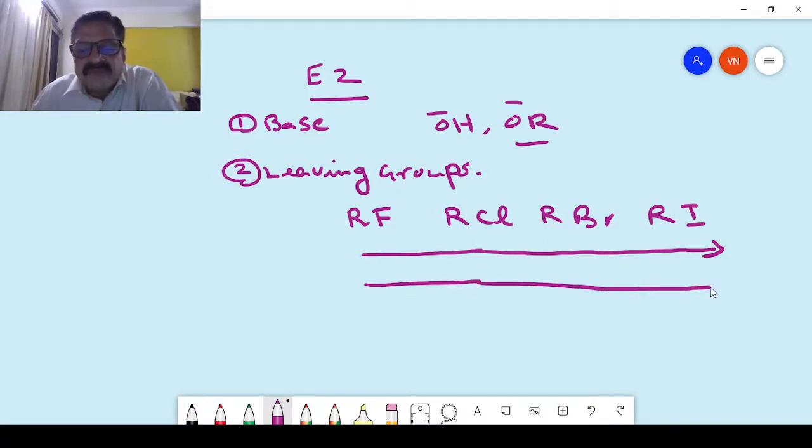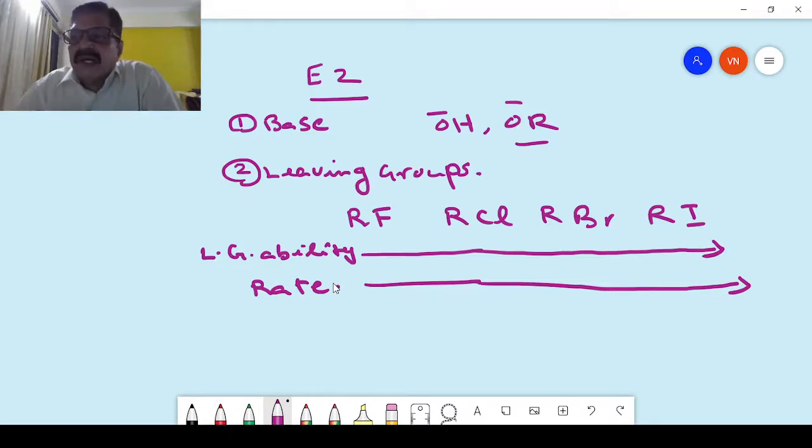Two arrows we can put here. First thing is leaving group ability, then the second one is the rate. So better leaving groups make the E2 reaction faster. In the series of the alkyl halides, increasing leaving group ability from fluoride to iodide, when we go, the leaving group ability increases. Therefore, the rate of the E2 reaction increases from left to right.